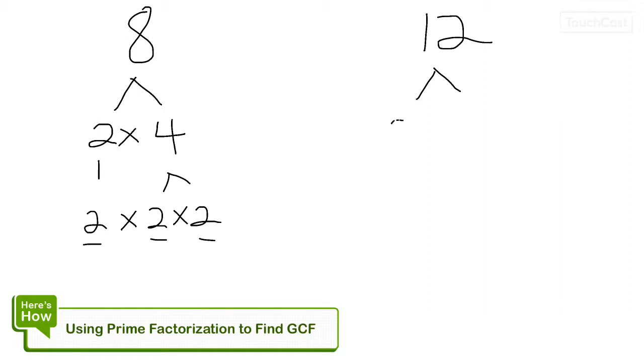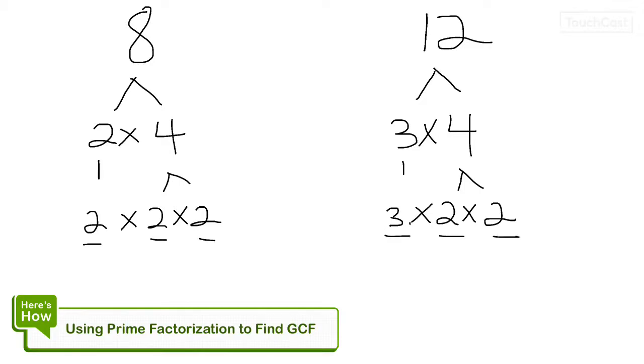Then I'm going to come over and do the 12. I'm going to start with 3 times 4 equals 12. Then I need to break that 4 down because 2 times 2 is 4, and those are prime factors. And then let's bring that 3 down because 3 times 2 times 2 is 12. So I have my two prime factorizations.